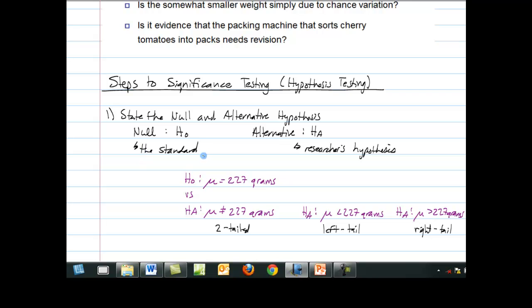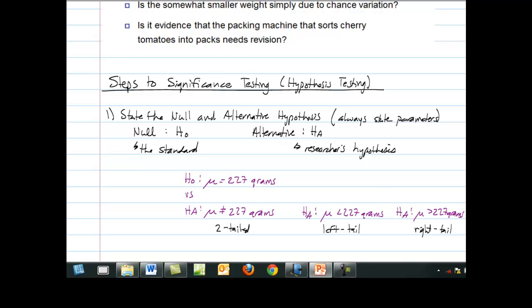Now, a couple of things to keep in mind. When you have a null and an alternative hypothesis, you always state these in terms of mu, and in general in terms of the population parameter. So always state parameters. Now notice they're mutually exclusive because here I have equal to 227, then I have not equal. There's no overlap between these cases. So the first step is going to state the null and the alternative hypothesis.